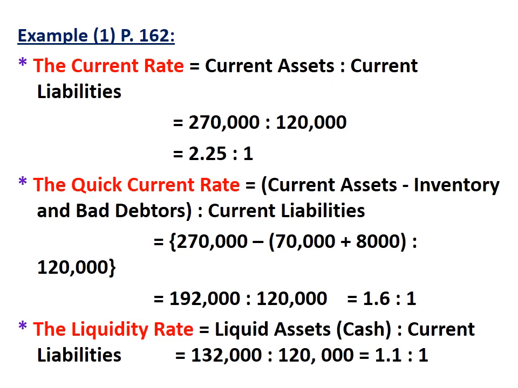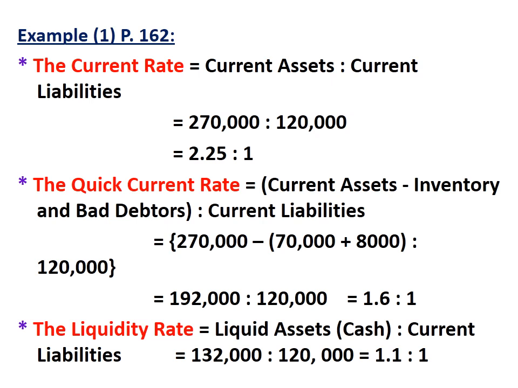The first example in page 162. He asked for preparing all the ratios and rates related to the net working capital. The net working capital includes three main ratios and rates: the current rate, the quick current rate, and the liquidity rate. How can we calculate these rates?